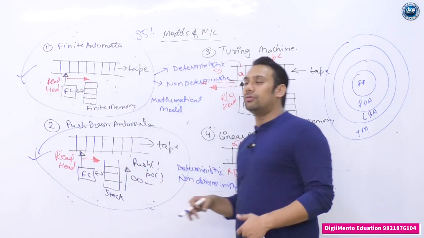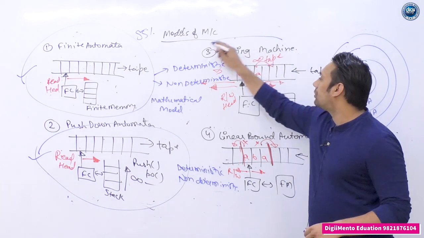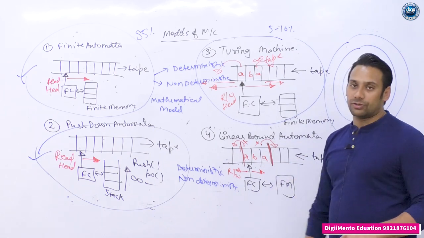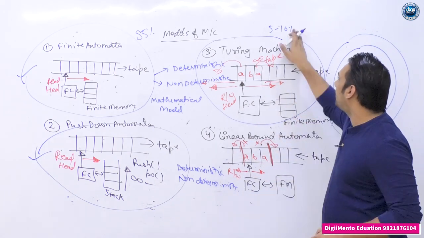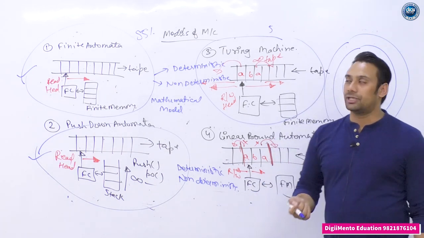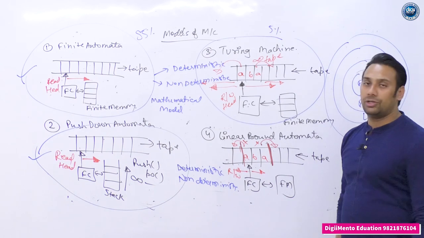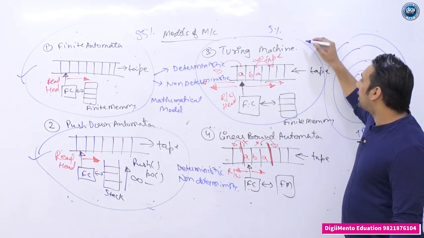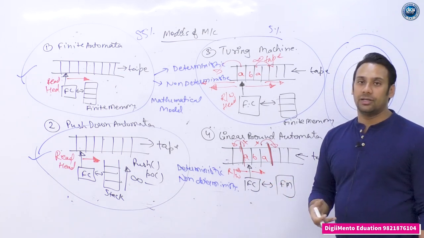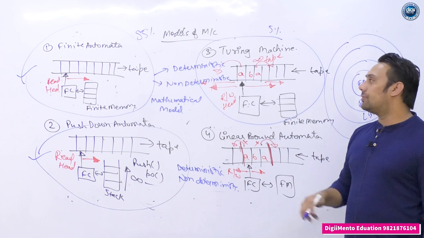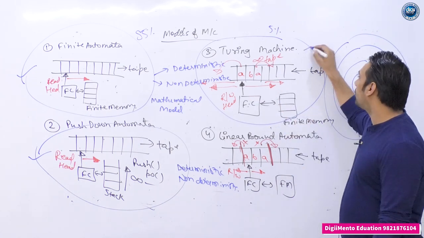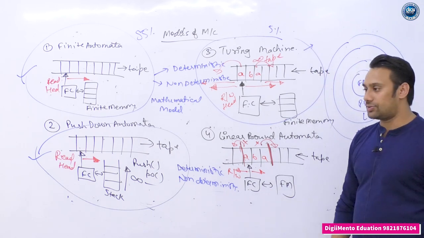Now the rest, 5 to 10% of your questions, will come from Turing machine. Or you can say 5, I would say. Why? Because the next 5% you can expect from decidability and computability. So 5% of questions will come from Turing machine. And again, the Turing machine is of type deterministic. It is also non-deterministic, but we do not really study non-deterministic here, because deterministic Turing machine is equivalent in power to non-deterministic. So here we are only going to study deterministic Turing machines.